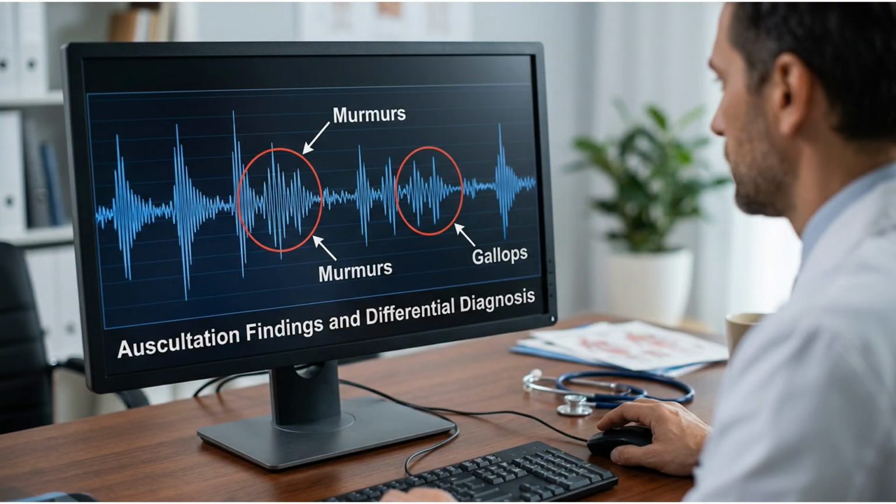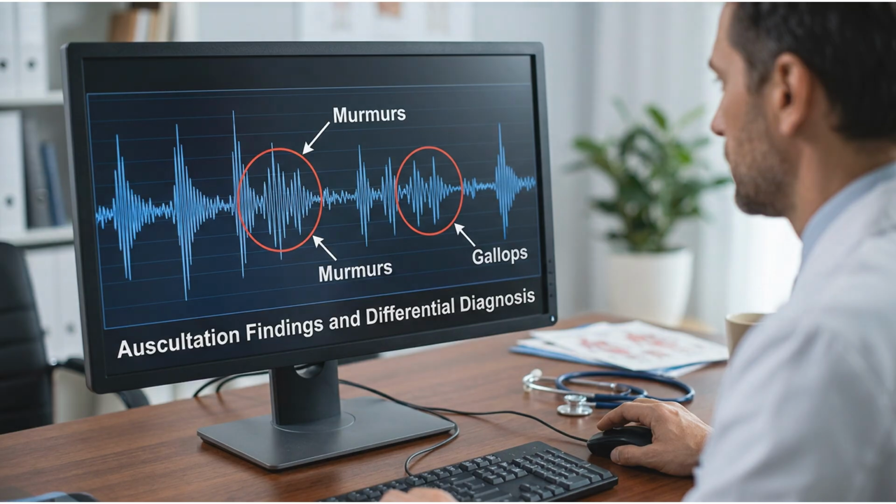Through auscultation, clinicians can identify critical diagnostic markers such as murmurs, gallops, or other abnormal sounds. These physical findings help validate the historical data gathered earlier and refine the potential differential diagnosis.